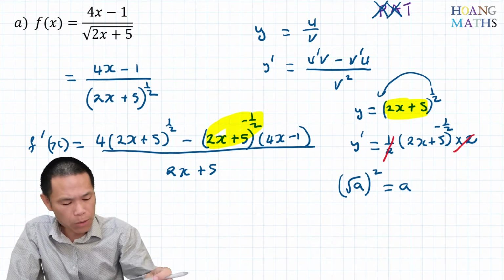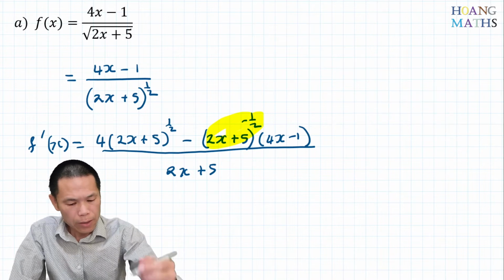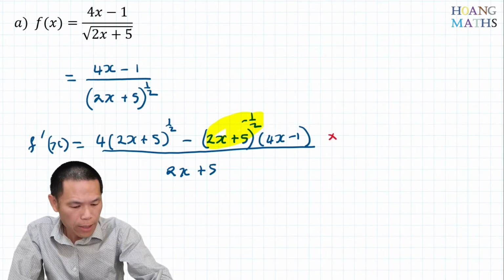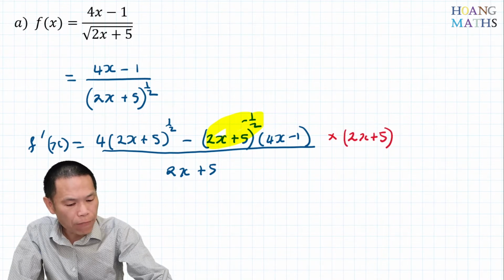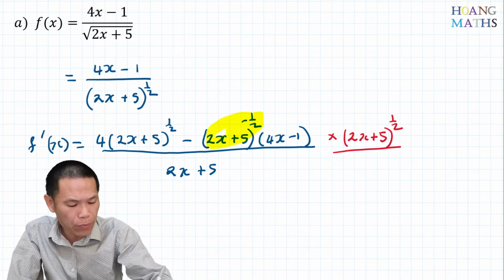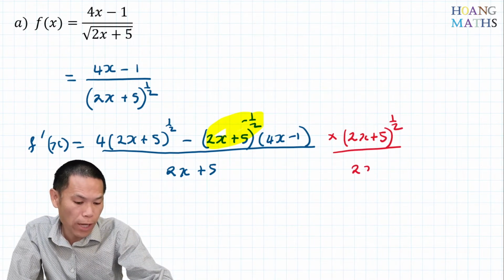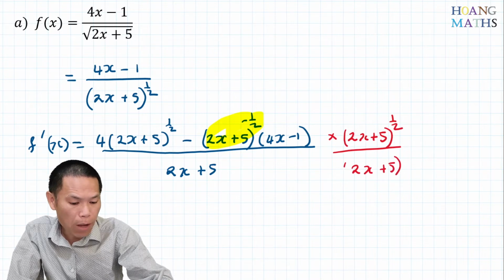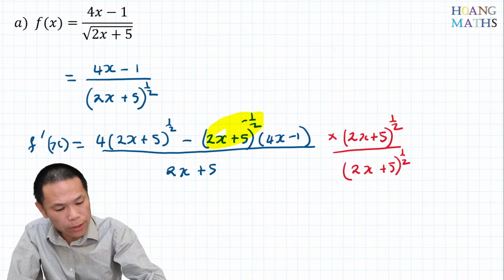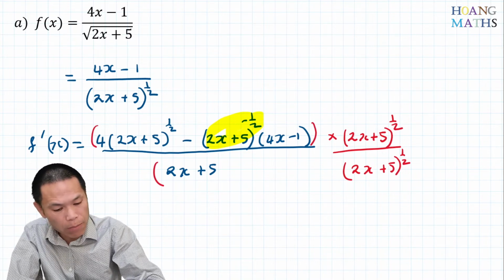Okay, let me just clear this. So now I just times the top, or numerator, by (2x plus 5) to the power of a half. Of course, whatever we do on the top, we need to do the same thing on the bottom. So (2x plus 5) to the power of a half. So now we just expand them. Okay, so this one is just like this. Okay, keep that in mind.